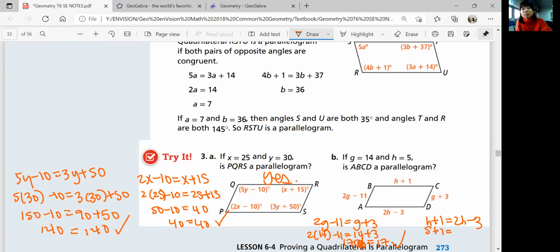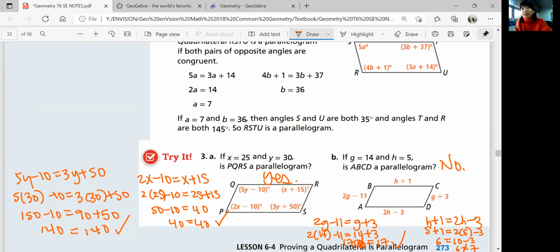What about H? 5 plus 1 must be equal to 2 times 5 minus 3. 5 plus 1 is 6. 2 times 5 is 10 minus 3. And so 10 minus 3 is 7. 6 is not equal to 7. So it's almost a parallelogram. Almost doesn't mean it is a parallelogram. So this doesn't satisfy. No, it's not a parallelogram.